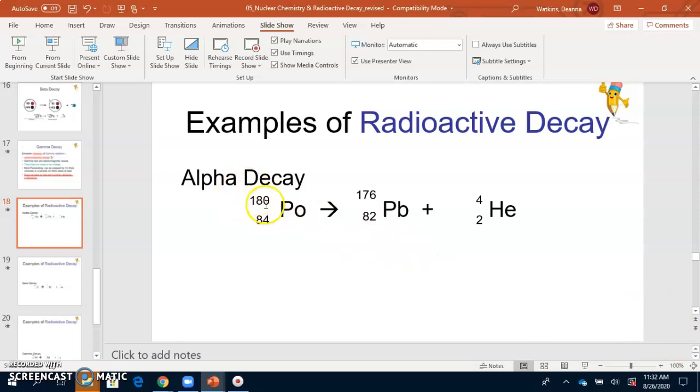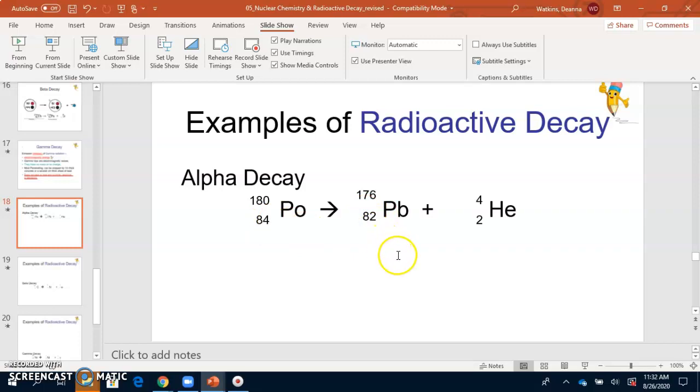Okay, so this shows us our alpha decay. We started with 180. We lost 2 protons and 2 neutrons, so in total we lost 4 from our mass number, which became 176. We started with 84 protons. We lose 2 protons, so our new number becomes 82.